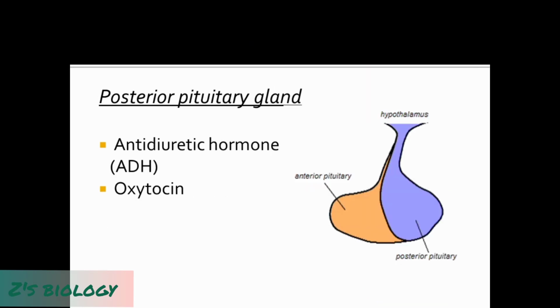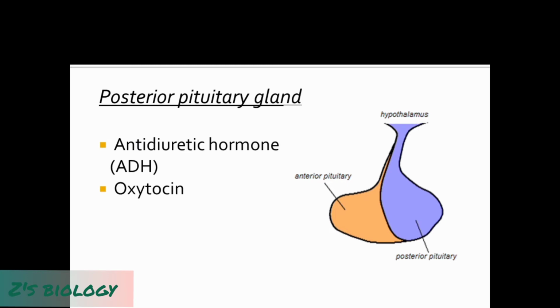So next we have the posterior pituitary gland or the neurohypophysis. It releases two hormones, that is ADH, antidiuretic hormone, and oxytocin. ADH has the main function of reabsorption of water from the kidneys. In the absence of ADH, reabsorption of water will not occur, and this will lead to loss of a large amount of water through urine, through micturition, that is urination, and this condition is often referred to as diabetes insipidus. So it has a role in reabsorption of water from the kidneys.